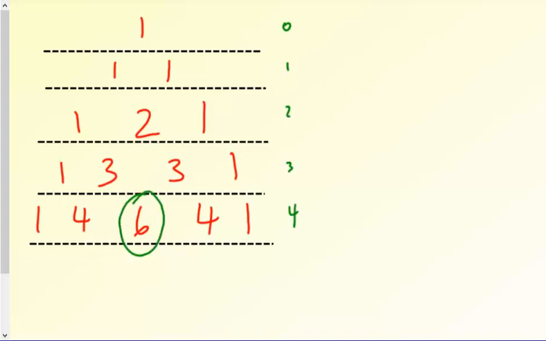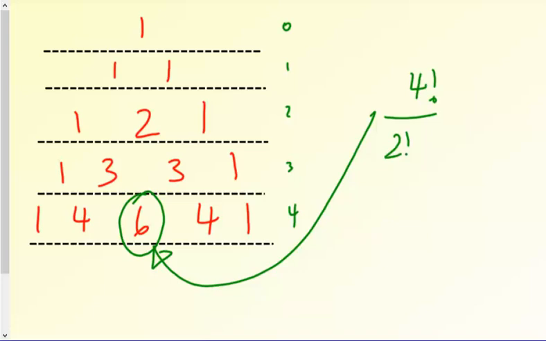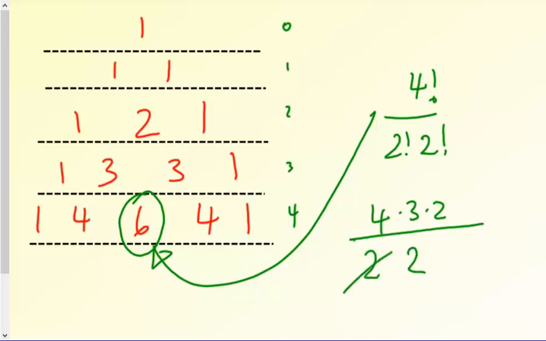Now how do we describe this number here? Right, well the number 6 comes from this. It's actually 4 factorial over 2 factorial 2 factorial. Okay, so that's 4 times 3 times 2 times 1 over 2 times 1 over another 2 times 1, and you'll see that those two cancel out with the 4 and leaves us with just 6.